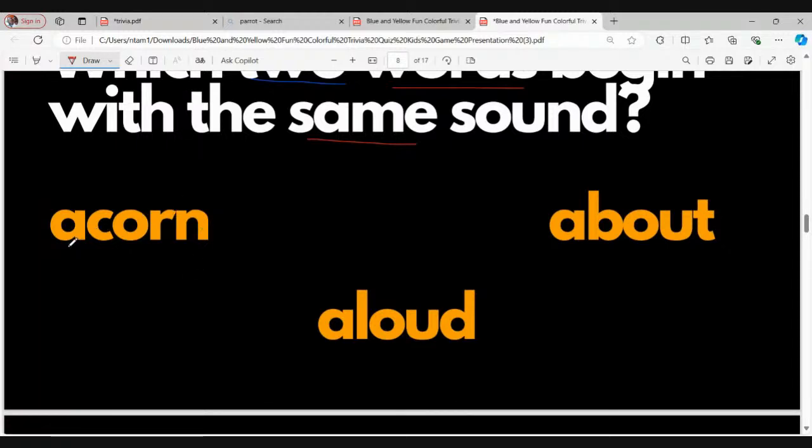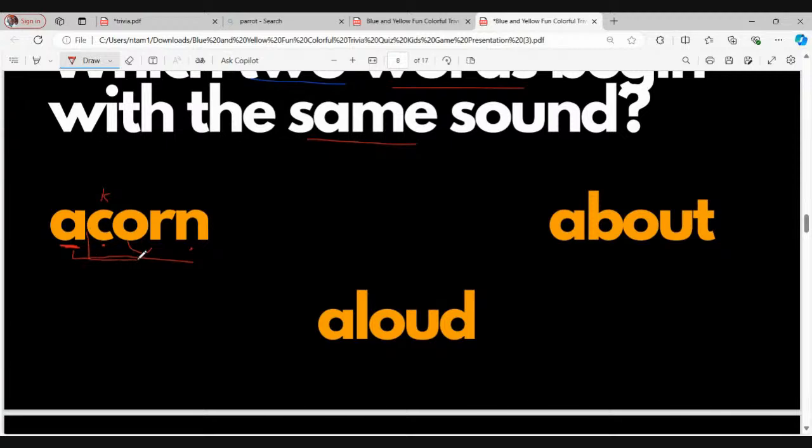Our first word, A, then we hear the C make the sound K. So we hear A, K. So C makes the sound like K. Then we hear O. When we put it together, we hear A, K, on, acorn.